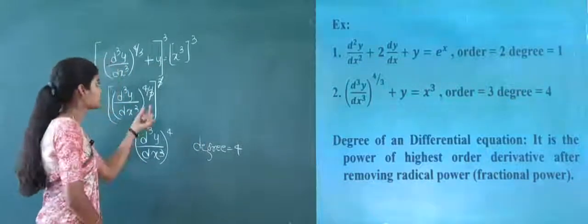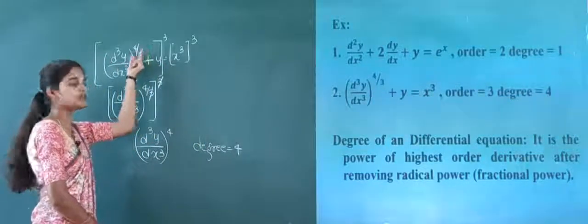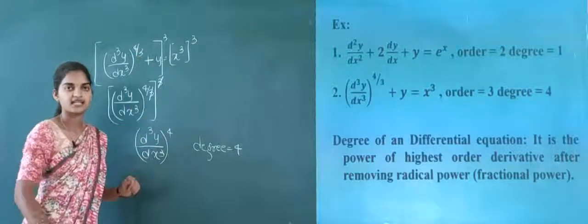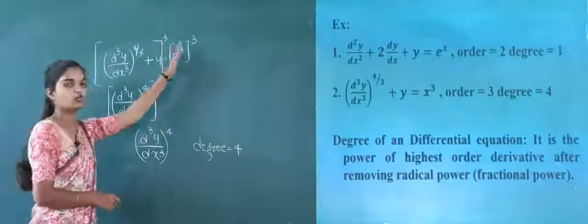That is what directly I have given, degree is equal to 4. Why means, yes, you have to understand that after removing the radical power you should get the degree. That's why I have taken cubing on both sides.